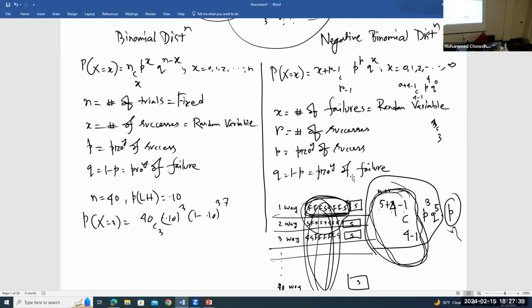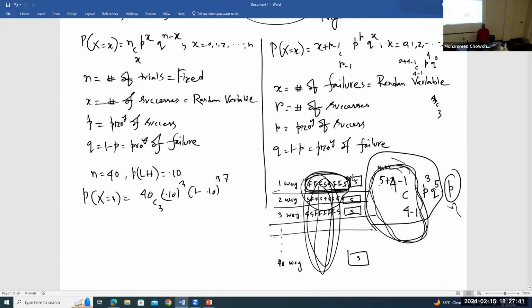Clear, right? Okay. So failure means what? Negative. And success means positive. And you have seen how it is formulated, right? The way binomial data is generated, the negative binomial data generation is completely different.